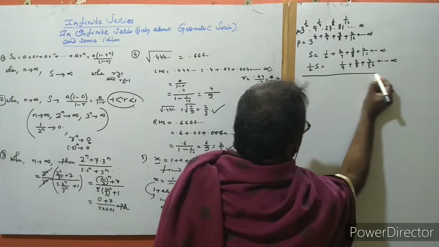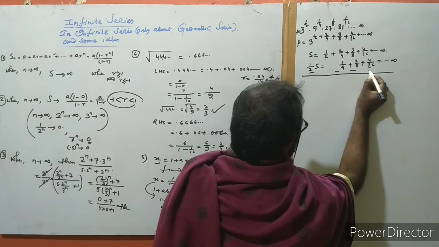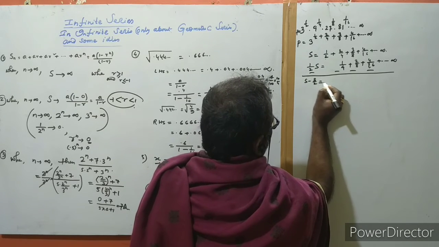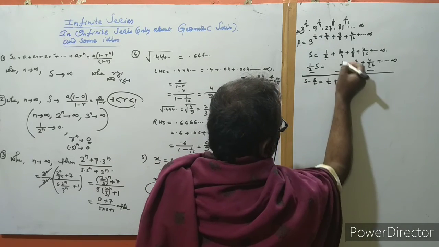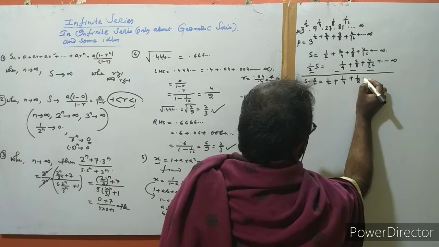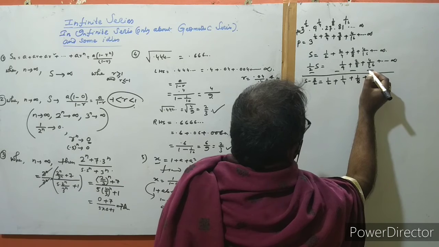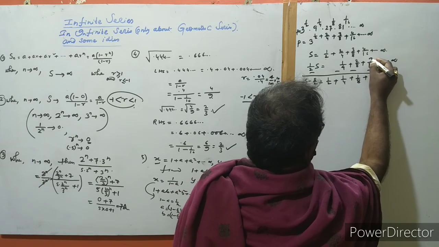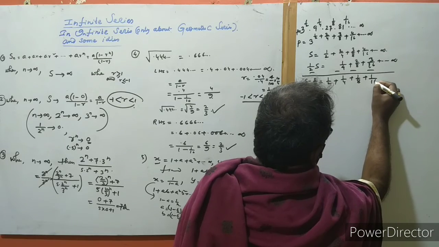Now subtract term by term. What happens here? A is P by 2, and the other is 1 by 2. Subtracting this gives 1 by 4, subtracting this gives 1 by 8. I think there is a small mistake here, this will be 3. Then this is 1 by 16.